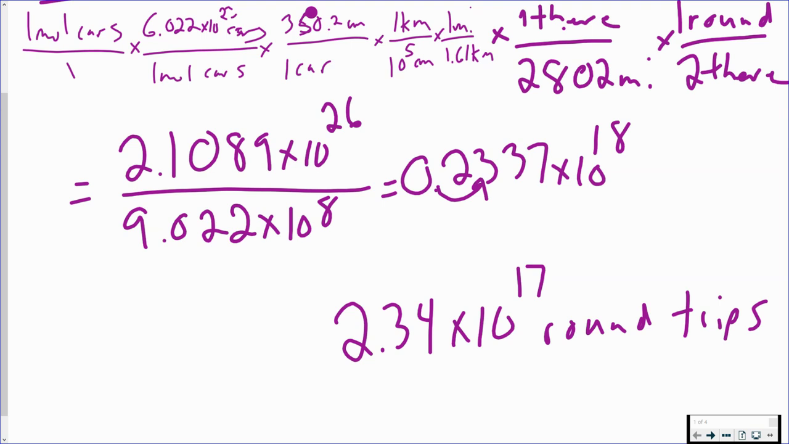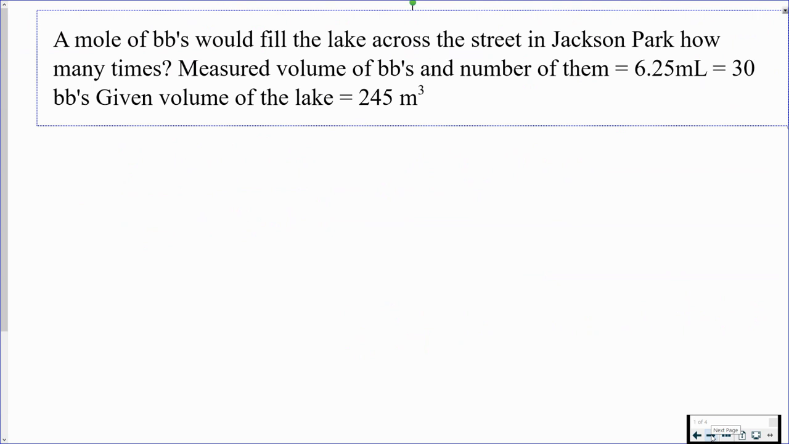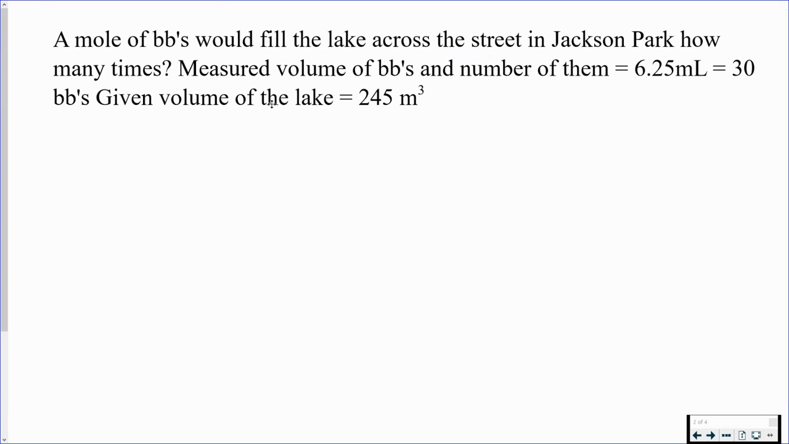All right, that's one style of problems. This would be a distance style of problems. We're going to try another one. Question number 2 is another style of problem. This is a volume style.